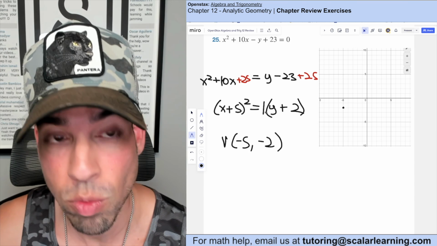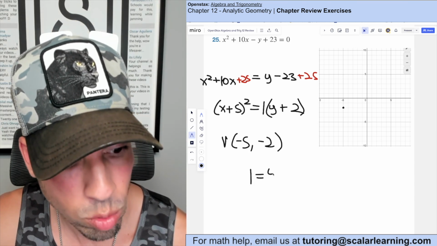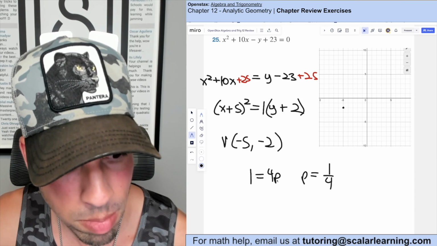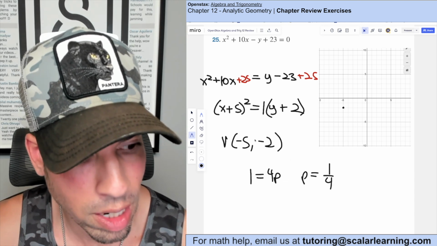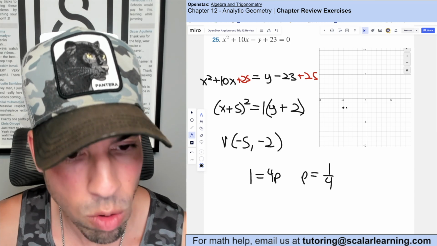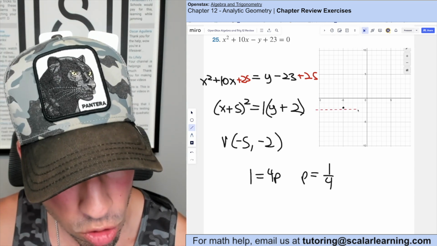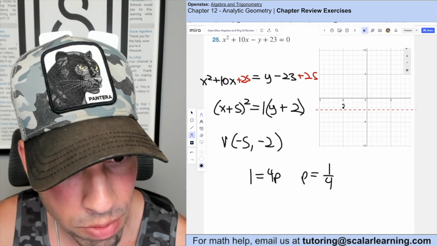Now to find the directrix, we need the p value. So again, this 1 right here is equal to 4p, which means p is equal to 1 divided by 4, isolating by dividing by 4. So if p is 1/4, and once again, we're going to go vertical, we're going to go up. So I know that the directrix is 1/4 below this. So let's draw that down here. And I know that the focus is 1/4 above it right here.